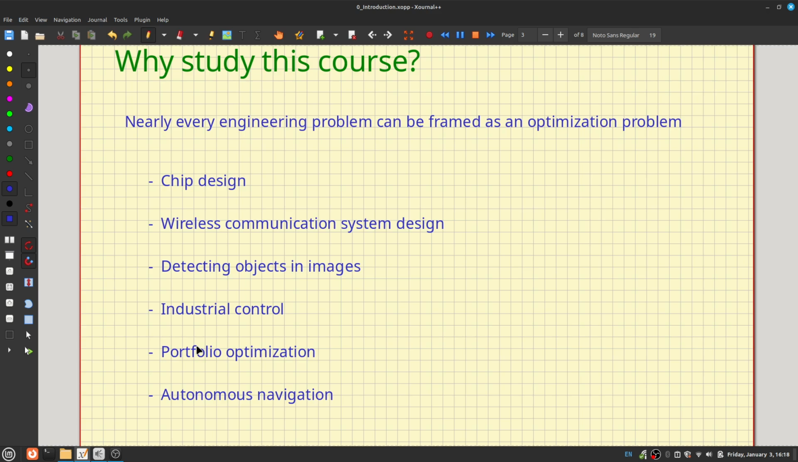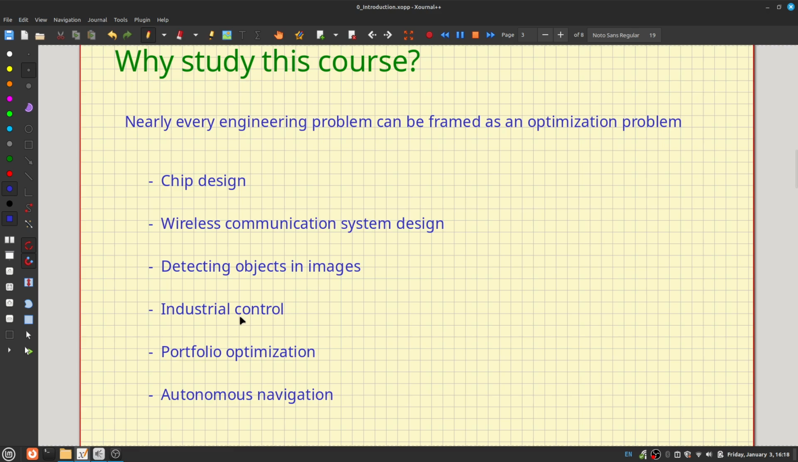And typically in most engineering problems, you have constraints and objectives. Right? There's something that you want to maximize or minimize, but you can't do it arbitrarily. You have to follow certain constraints. For example, in wireless communication system design, the constraint could be in the form of a power constraint, or like how large your battery is, right?